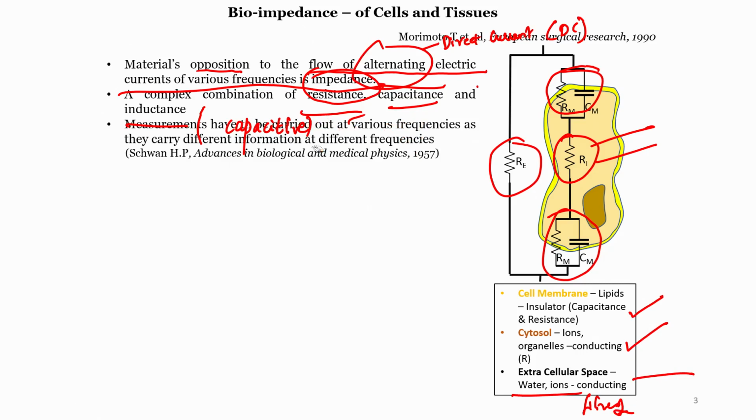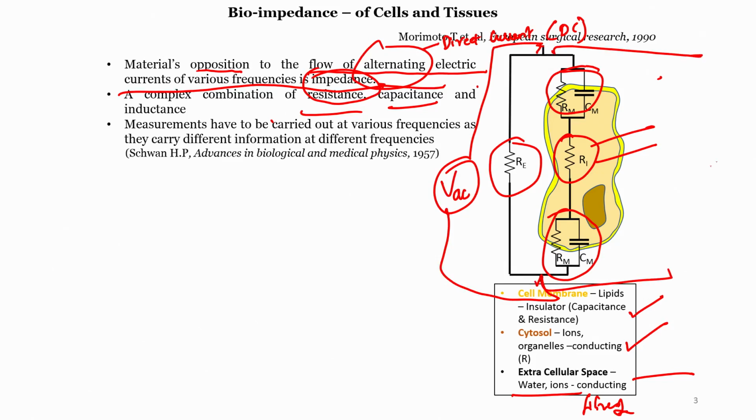Now the impedance measurement can be carried out across frequency. How do we do this measurement? We connect a supply to it. If the supply is an AC supply, and we measure the current injected into this circuit, or the current consumed by the cell to drive this voltage, we can get the frequency dependent impedance value. Okay. So that is what we have said here: measurements have to be carried out at various frequencies as they carry different information at different frequencies.